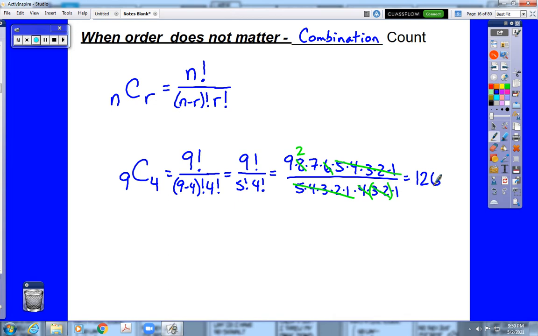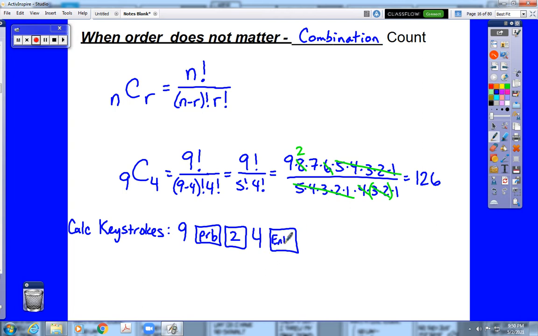Now, if you type that into your calculator, your keystrokes would be, again, put in that first number, 9. Then we're going to hit the PRB for probability button. This time we're going to choose option 2, which is NCR, and then put 4 for the second number and hit enter. So just quickly, please do that.